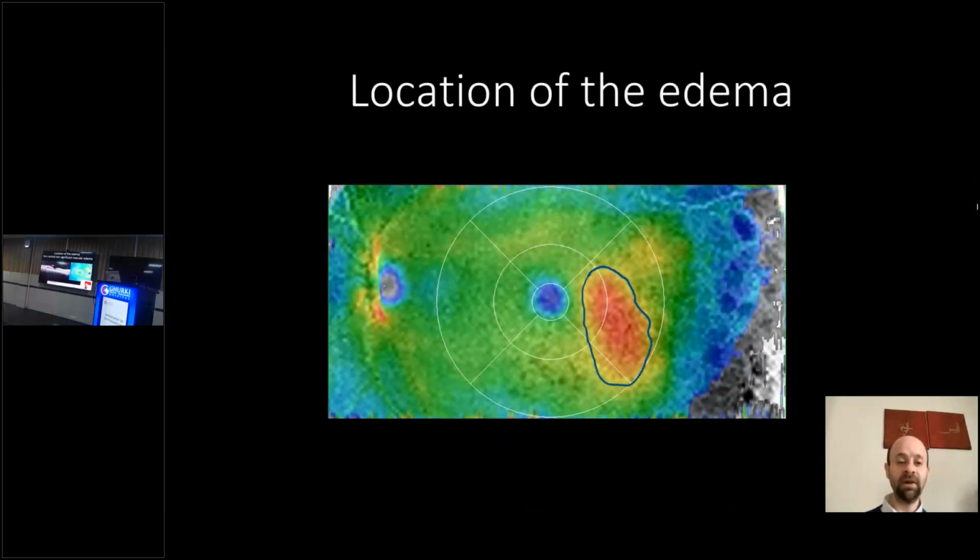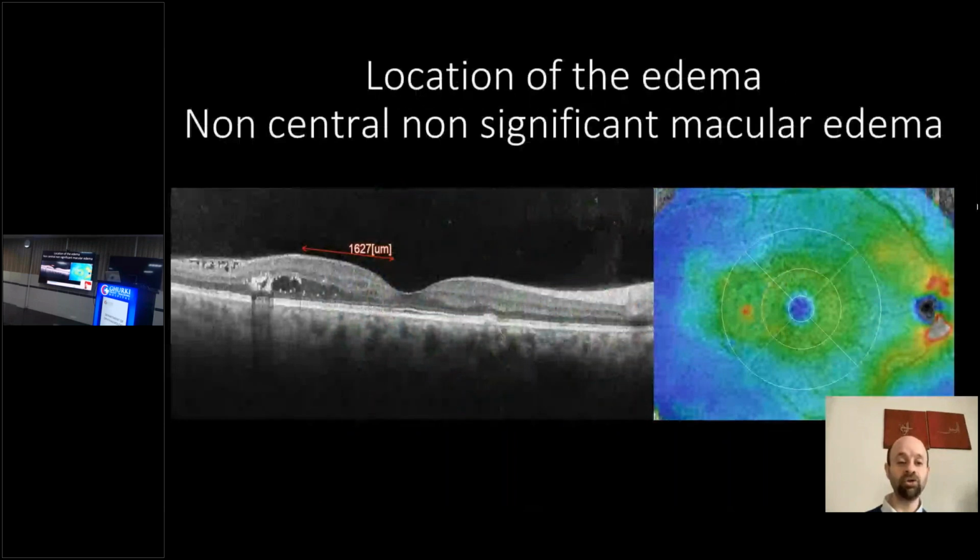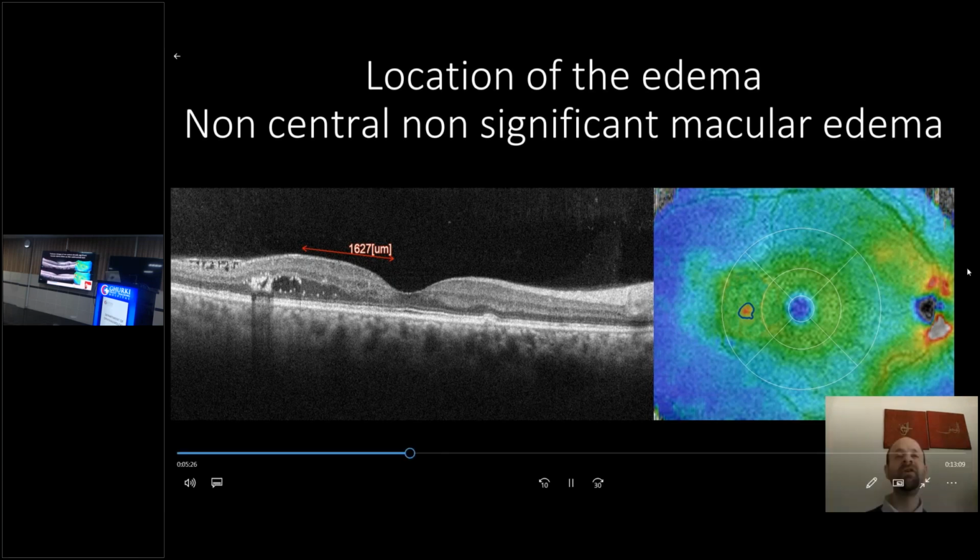In contrast, when the diabetic macular edema is smaller than one disc diameter and involves only the outer fields, we deem this edema as non-central, non-significant macular edema. Hence, such edema warrants no treatment, only follow-up with glycemic control.